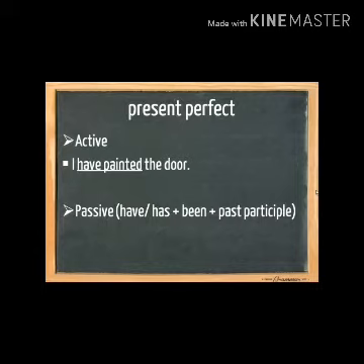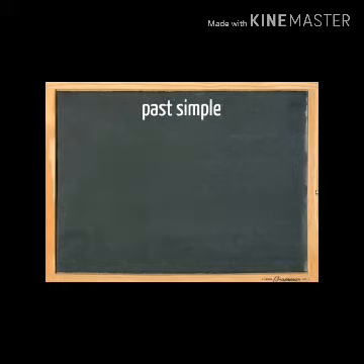So here it is: been, a past participle of the verb to paint. The door has been painted. So pay attention that in the active form it was "I have," but since in the passive form the door has become third person singular, we need to use "has."